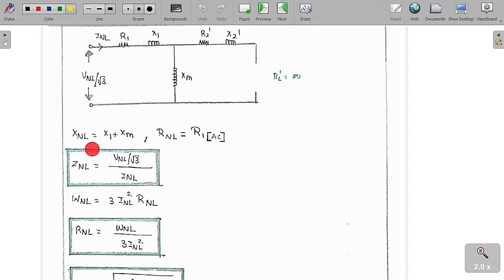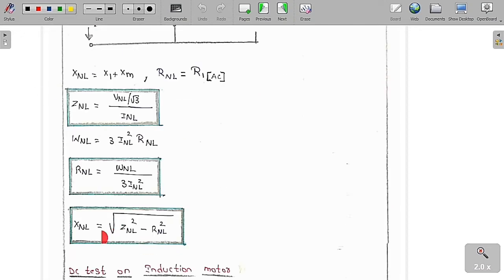Now what is XNL? XNL is just the addition of X1 plus XM, and RNL is nothing but R1 AC, because AC current flows through the stator windings. ZNL is VNL by root 3 divided by INL. WNL is the input power, which is dissipated in the resistor, so WNL is equal to 3 into INL square into RNL. So RNL is WNL by 3 into INL square, and XNL is the square root of ZNL square minus RNL square.